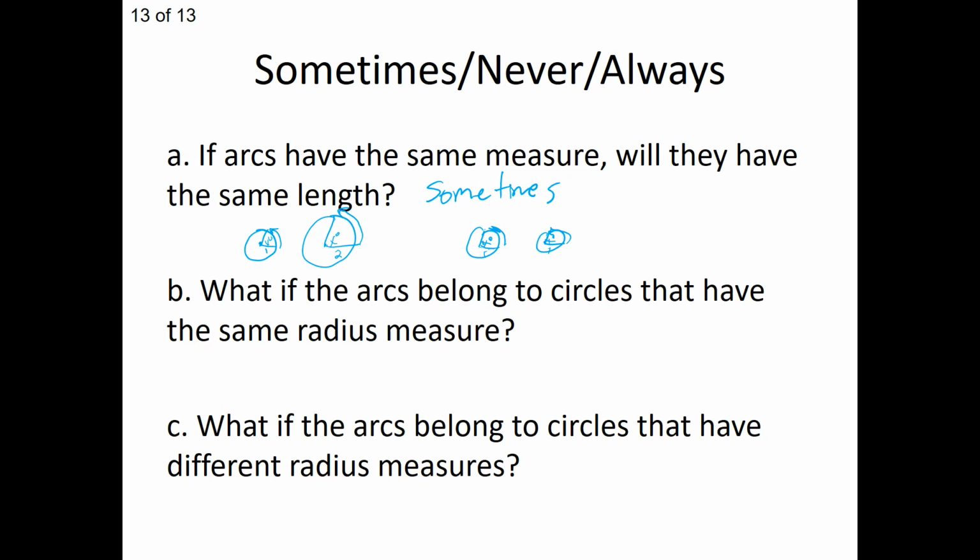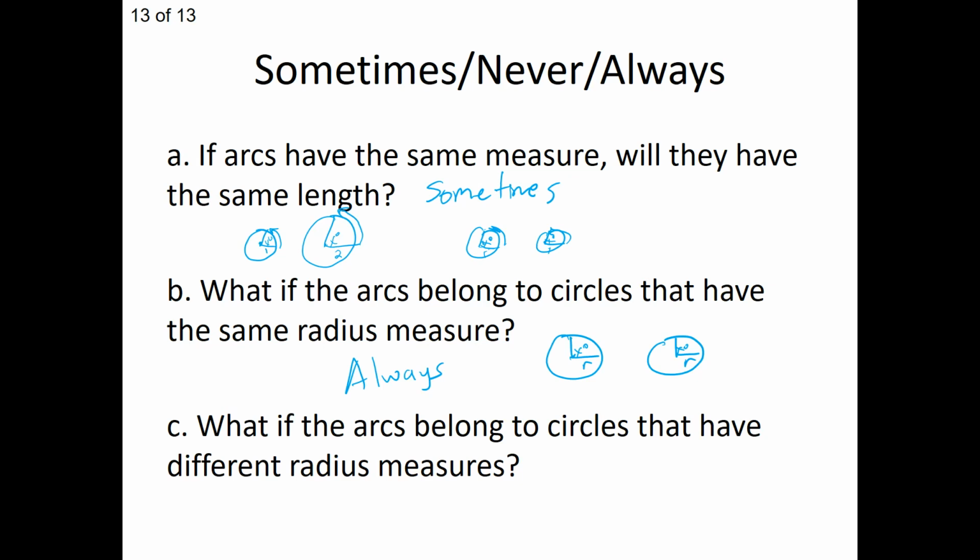So then let's take a look at how we unpack part B and part C. The same question applies from above: if arcs have the same measure, will they have the same length? Now I'm adding some information for part B. What if the arcs belong to circles that have the same radius measure? Well, that goes to our example that we just saw, where if they have the exact same radius measure, let's call that r, and let's call this one r, and our central angles are of equal measure, x degrees, then this would be an always case. Always, always, always: if circles have the same radius, then arcs with the same measure will always have the same arc length.